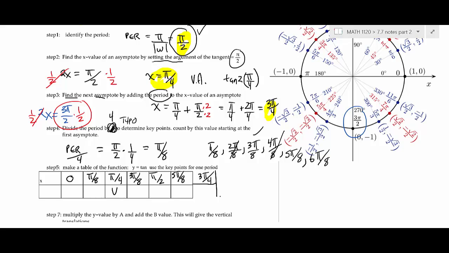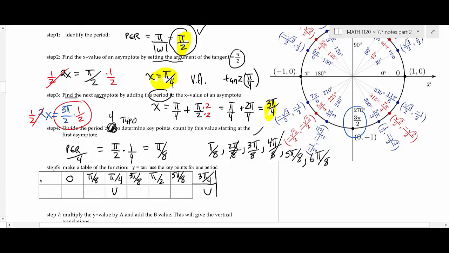Pi over 4. Where was the other one? 3 pi over 4. Count. 1, 2, 3, 4, 5. Aha, we made it to the asymptote. Okay, that's how you know you're doing this correctly. So you've got your 5 key points. So what we do is we're going to go ahead.